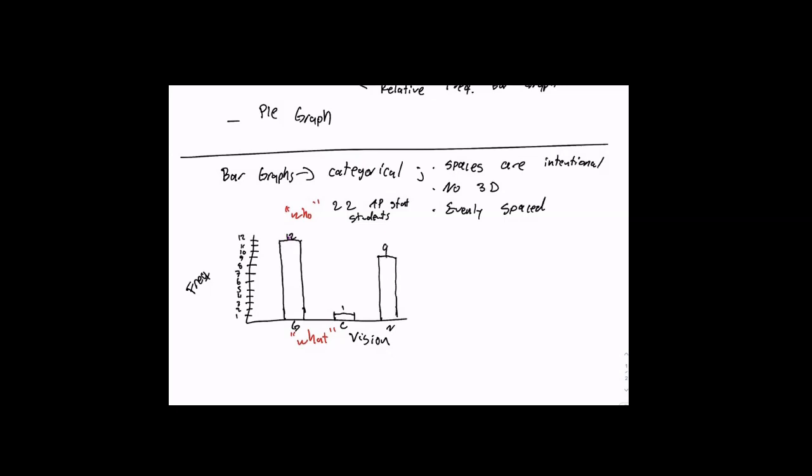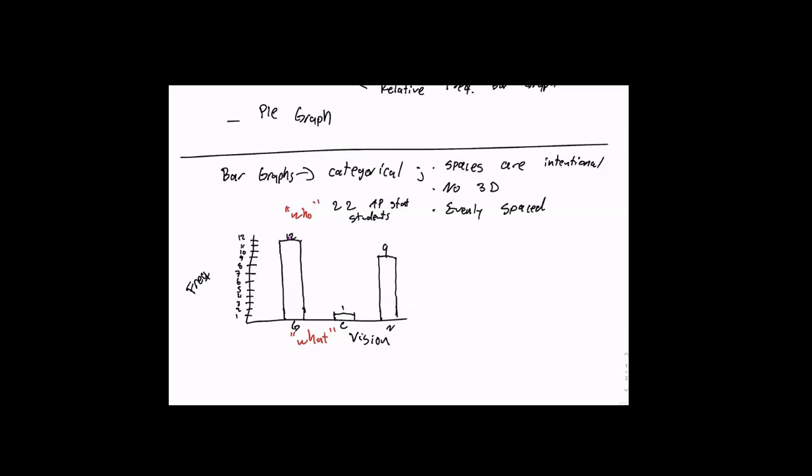And now you've just made a bar graph for our one variable categorical data. It's as easy as that. Vision is the title of the variable. 22 AP Stat students. Remember, all answers pretty much always have to have who and what. Did I say my who? Yes, 22 AP Stat students. Did I say my what? Yes, vision. Did I describe the distribution in my graph?